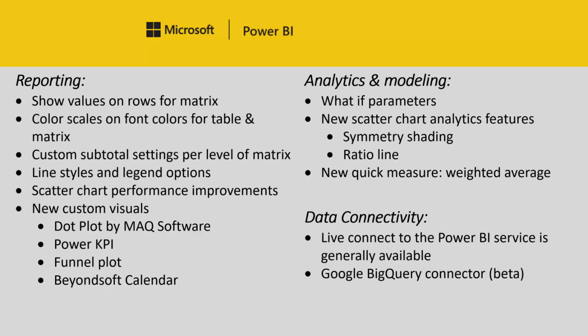So let's get started with the reporting features. As promised, even though last month we GA'd our new table and matrix visuals, we did not stop making updates to them. We actually have 3 different updates to our matrix and table visuals. The first one is one that I know a lot of people have been waiting for, the ability to show your values on the rows instead of the columns. So let me show you how to do that.